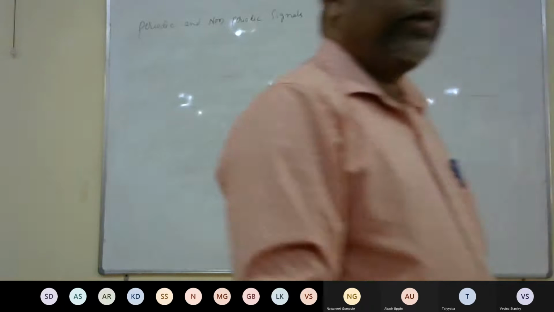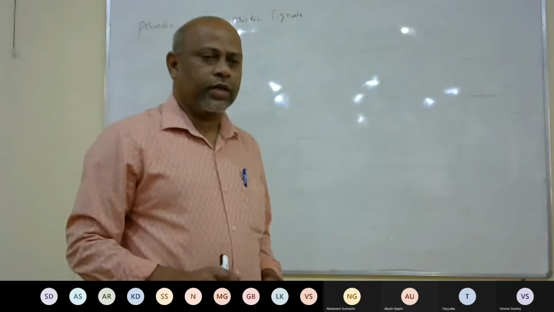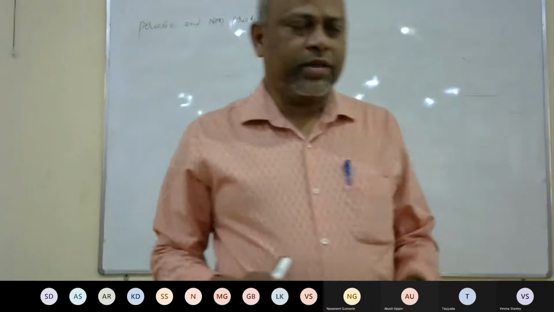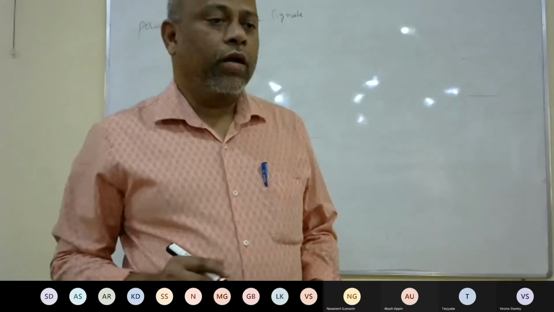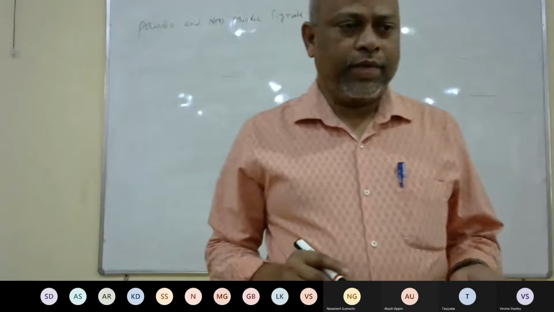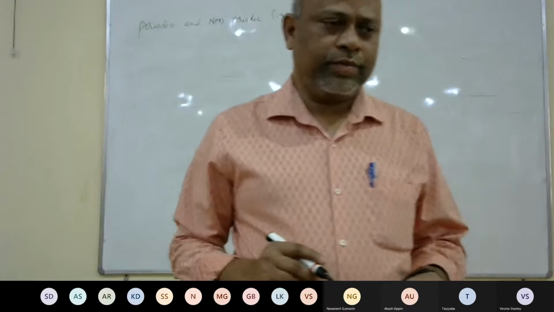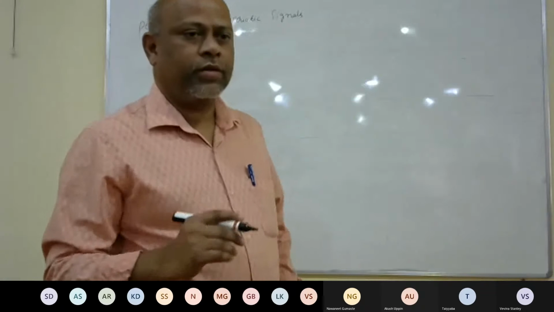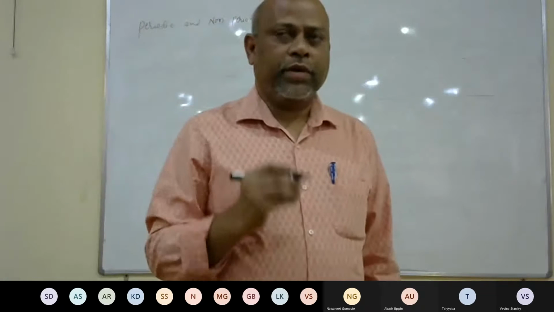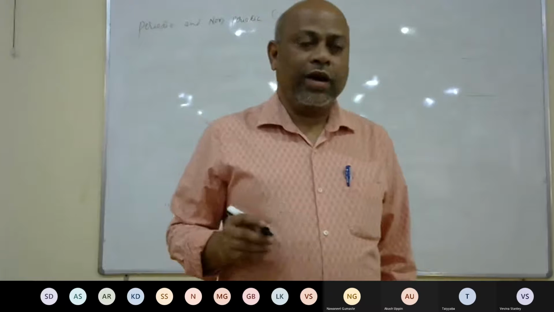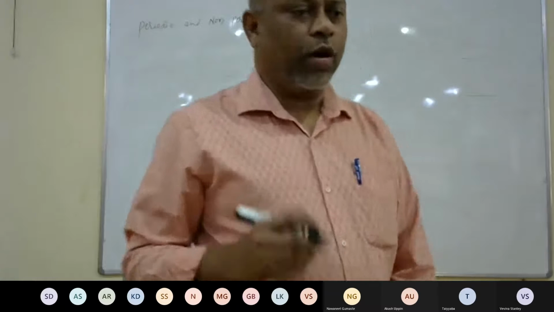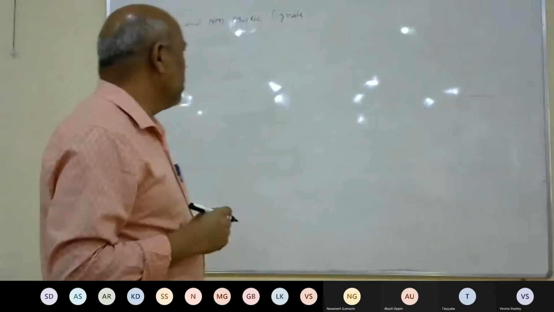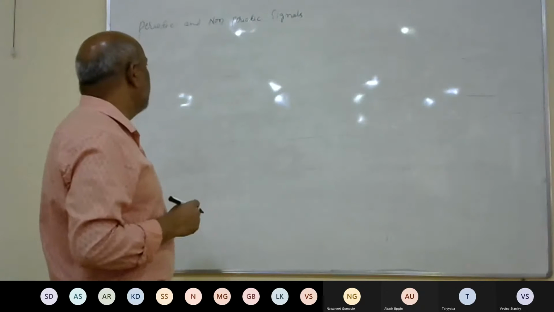In the previous class, we were discussing the classifications of signals in both continuous and discrete time, that is, even and odd signals. We gave the definition of even and odd signals, their mathematical expressions, and the decomposition of a signal into even and odd components. One example also was solved.